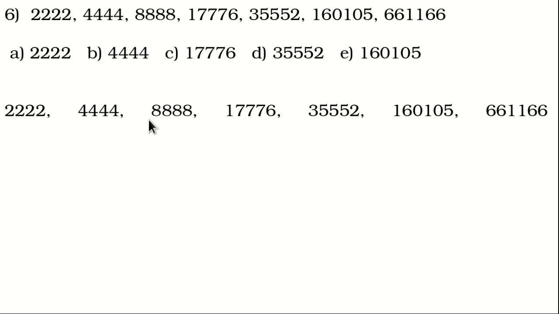This number when multiplied by 2 gives you 17776. And this is double of this number. So we usually think that this is the wrong number in the given series. Observe this one carefully now.